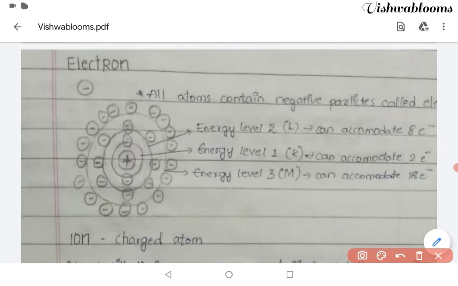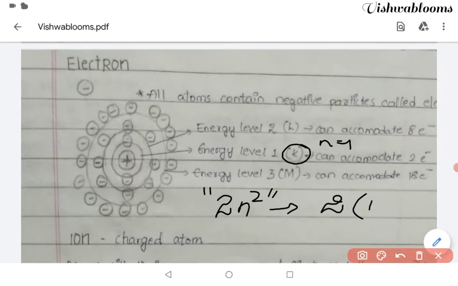Now, how do we know the number of electrons present in the energy levels? For that, we have a formula called 2n square. By this rule, we can know the number of electrons which can be accommodated in a particular energy level. When you are taking the K shell, as I told, the number is 1. Putting that value into this formula, 2 into n is 1, so 1 square, it is 2 only. That is why you can observe there are only 2 electrons.